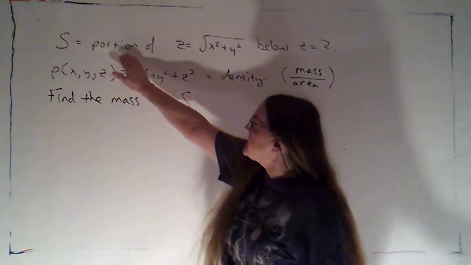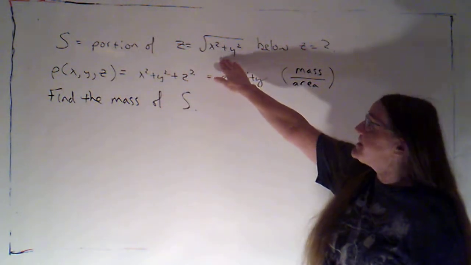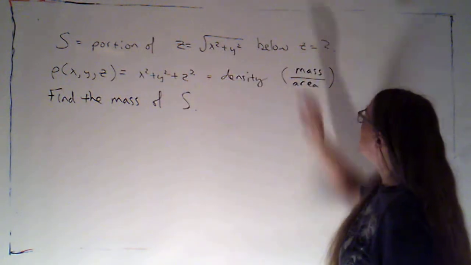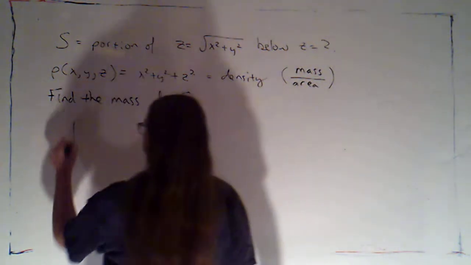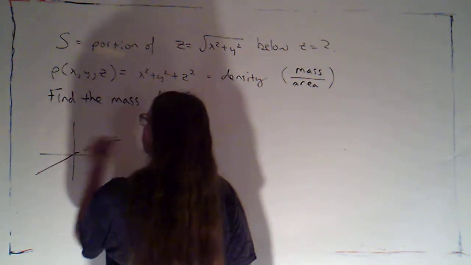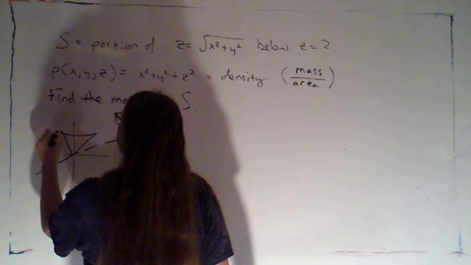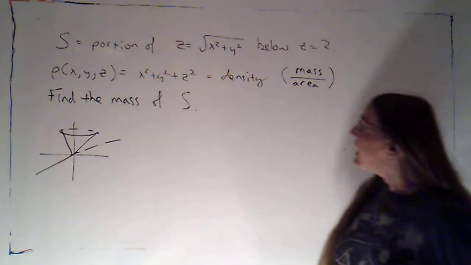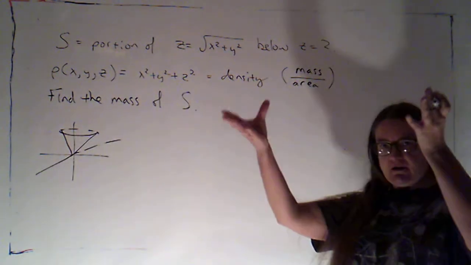Right, I've got an example up on the board. S, our surface, is going to be the portion of this cone, z equals root x squared plus y squared, below the plane z equals 2. So, I know what that looks like. That's just this lovely cone that opens up, and it's just the surface of that cone.